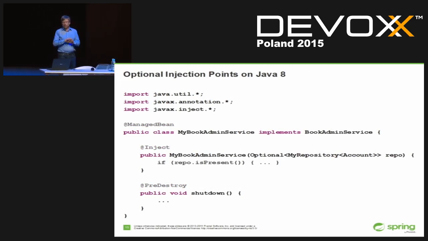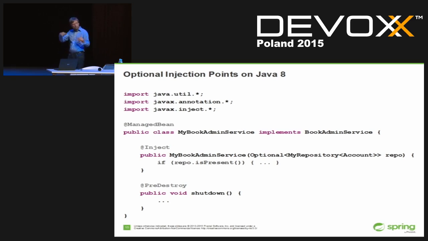In a Java 8 environment, we have a nice twist to this as well. There is the Optional type now in java.util, in Java 8. We are supporting this as a way to express the optional presence of a target dependency. So look at the constructor here. The constructor says @Inject, so I want my parameters to be injection points. And I'm saying I have an optional reference to a MyRepository of Account. At runtime, this means we're going to look for a reference of MyRepository of Account. If it's there, you're going to get it wrapped in an Optional handle. If it's not there, you're going to get Optional.empty injected.